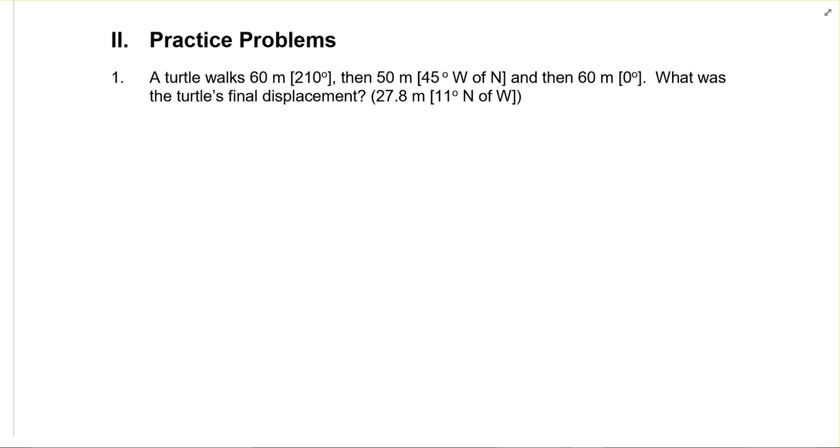Practice problems. A turtle walks 60 meters at 210 degrees, then 50 meters at 45 degrees west of north, and then 60 meters at 0 degrees. What was the turtle's final displacement?